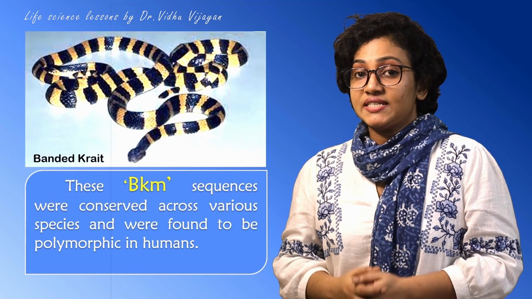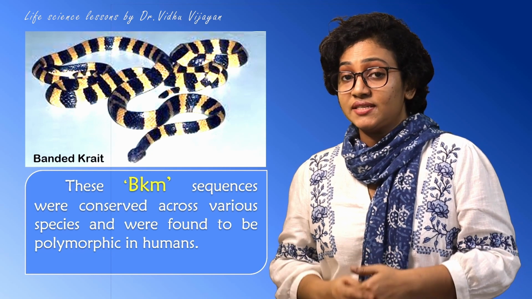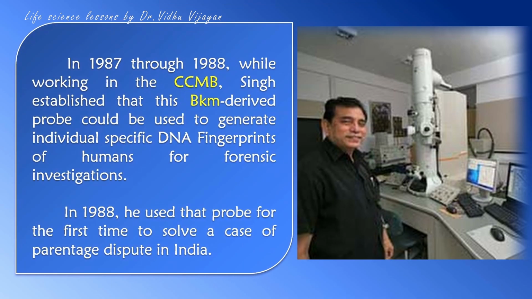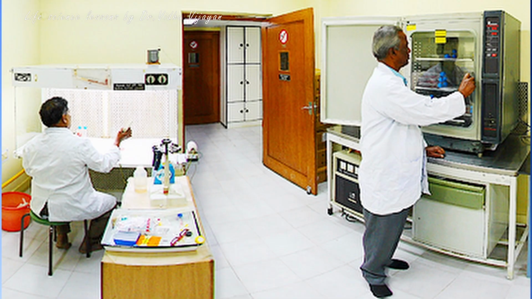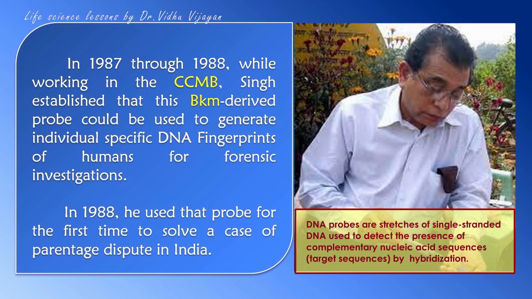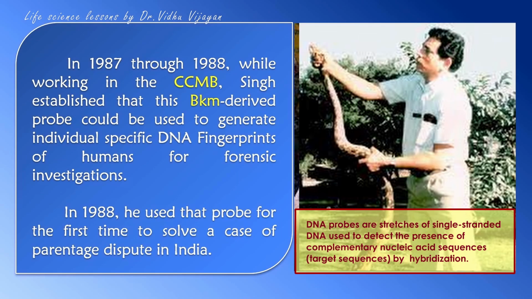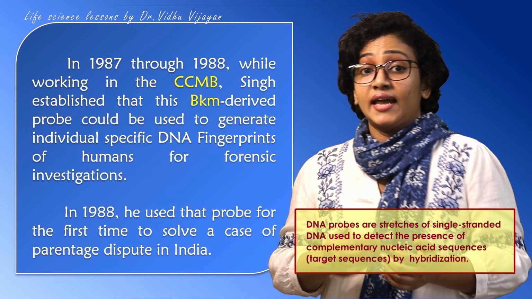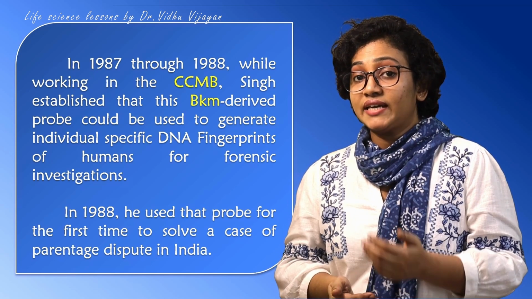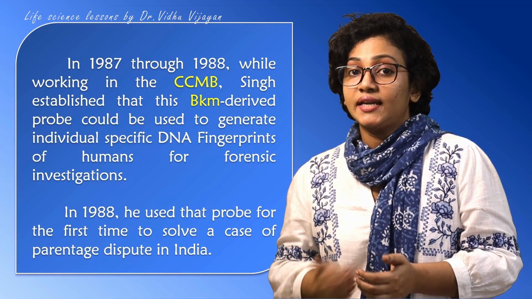These BKM sequences were conserved across various species and were found to be polymorphic among humans. In 1987 through 1988, while working at the CCMB, Singh established that this BKM-derived probe could be used to generate individual-specific DNA fingerprints of humans for forensic investigation. In 1988, he used that probe for the first time to solve a case of parentage dispute in India.